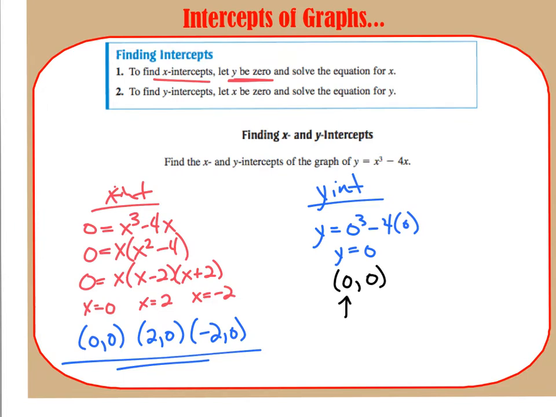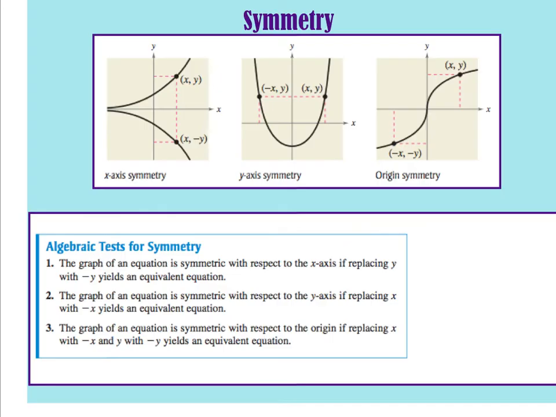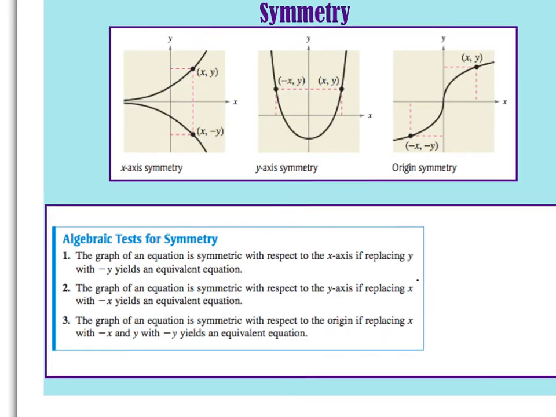Why is that x 0? Because that's what a y-axis is. A y-axis is x equals 0. All right, so, symmetry.